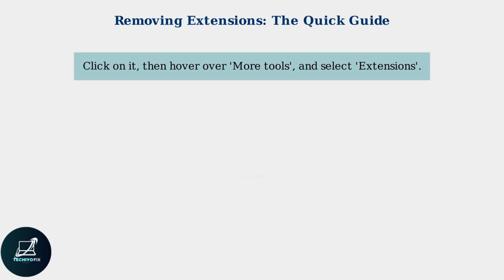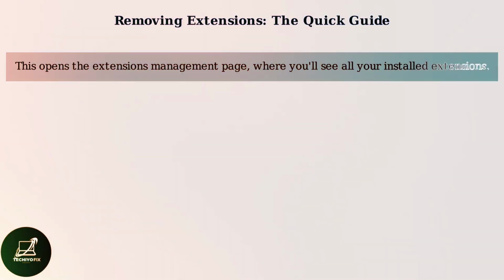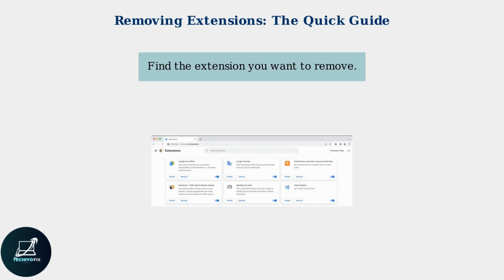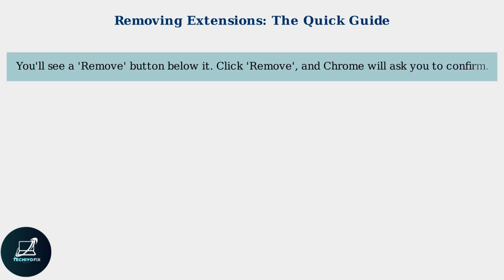Click on it, then hover over More Tools and select Extensions. This opens the Extensions Management page, where you'll see all your installed extensions. Find the extension you want to remove. You'll see a Remove button below it.